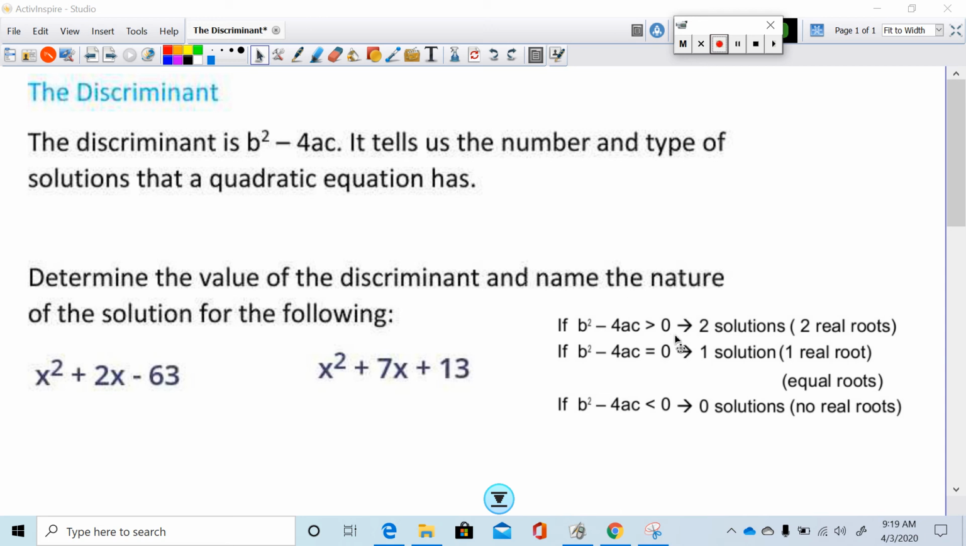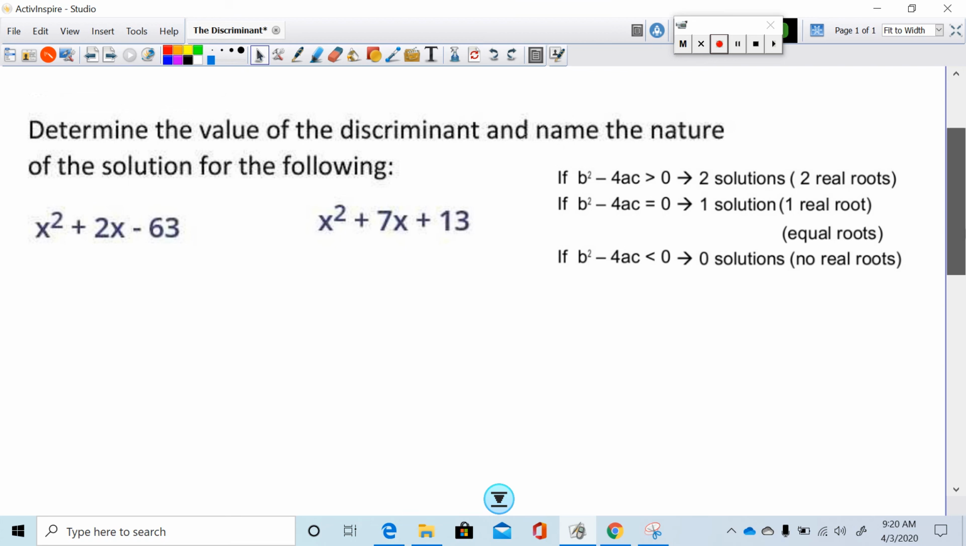If the discriminant is greater than 0, there are two solutions. They are both real. If the discriminant is equal to 0, there is one real solution, one real root, because they are both equal. And if the discriminant is less than 0, there are no real roots. In other words, you would have an imaginary number.